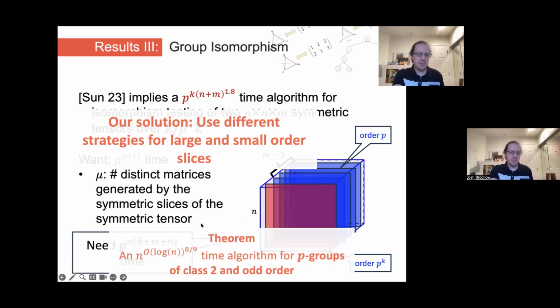Okay, and the result we get in the end is an n to the (log n)^(8/9) algorithm for p-groups of class 2 and odd order. Okay, and so this is in comparison with the n to the (log n)^(1/2) of the previous results, so this is slightly worse. And the fact that it's 8/9 and not a half is because of these difficulties we had to overcome with the slices having different orders, where you can have some slices over Z mod p to the k. Okay, but this is still n to the little o of log n, and it's the first n to the little o of log n algorithm in this class of groups.